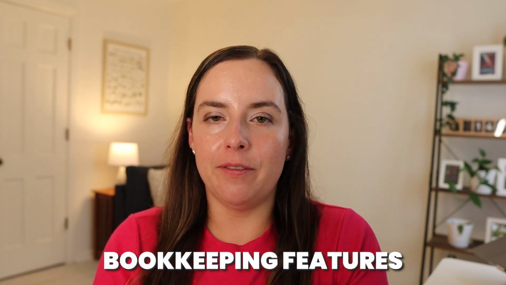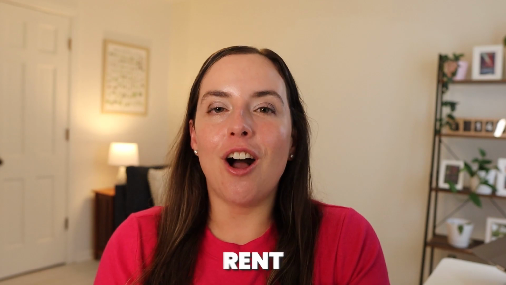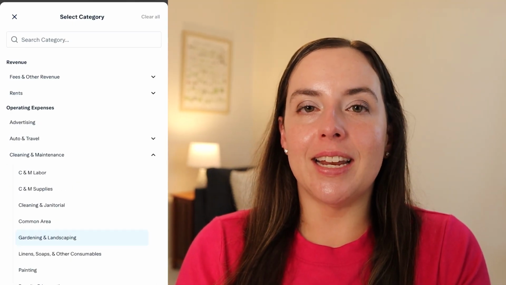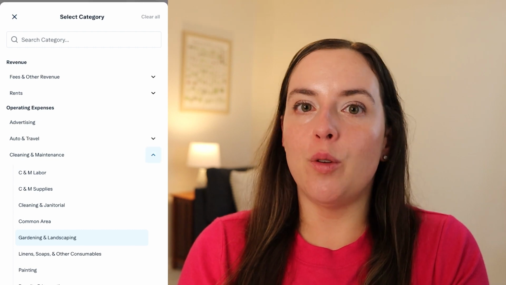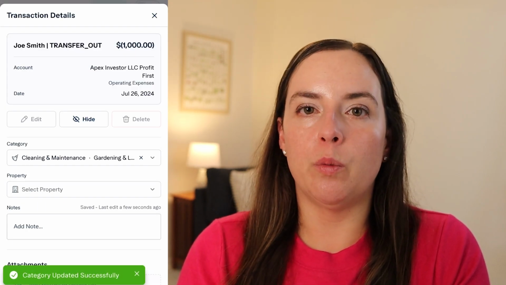Here's what made me decide to go with Baselane instead of QuickBooks. Basically, there are no monthly fees to use its core banking and bookkeeping features. It's all built in together in one platform. It has built-in real estate categories like repairs, property taxes, utilities, insurance, mortgage payments, security deposits, rent, etc. All of the things that are real estate specific categories. So it's set up for real estate success with bookkeeping because you have all of the categories in there already and you don't have to add them like you would with QuickBooks.